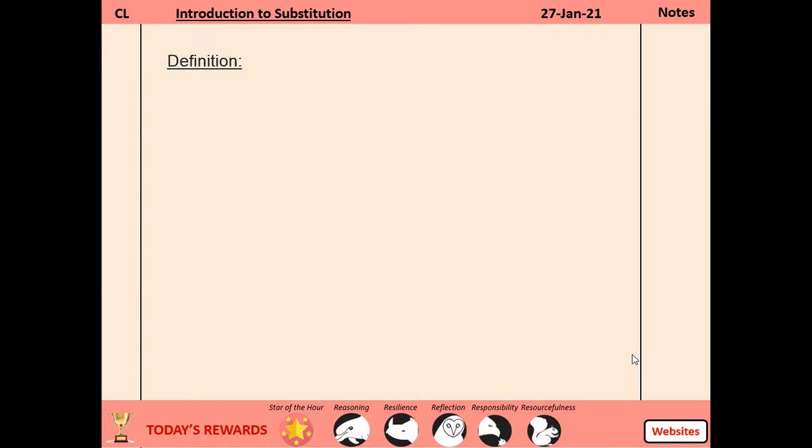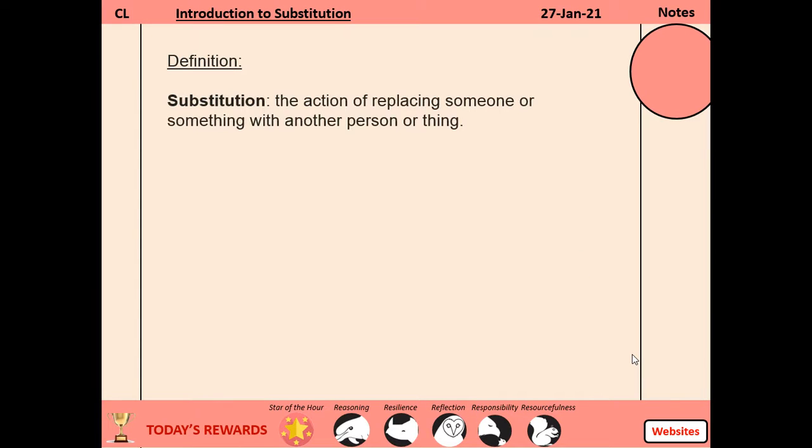All right, definition. What is substitution? So substitution basically means the action of replacing someone or something with another person or thing. But in terms of algebra, what substitution means is you replace a letter with a number. That's all it is. Okay?